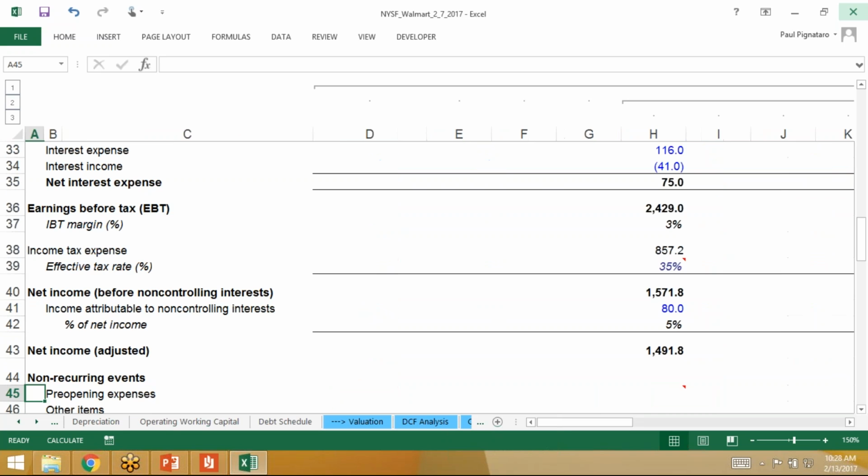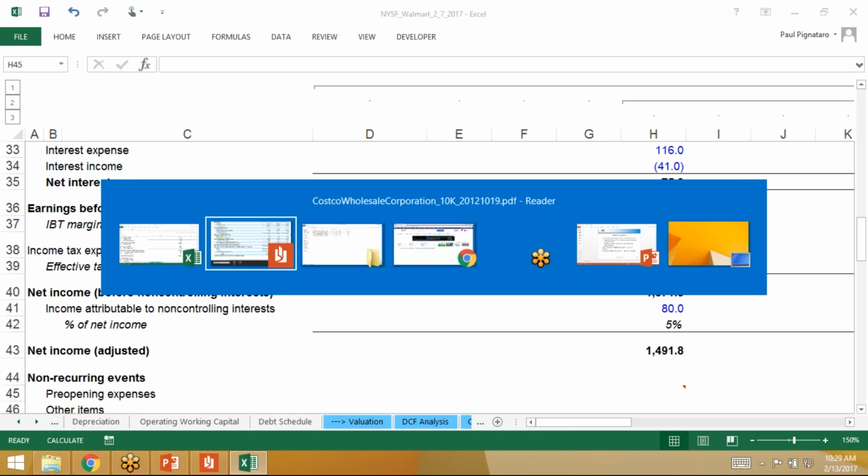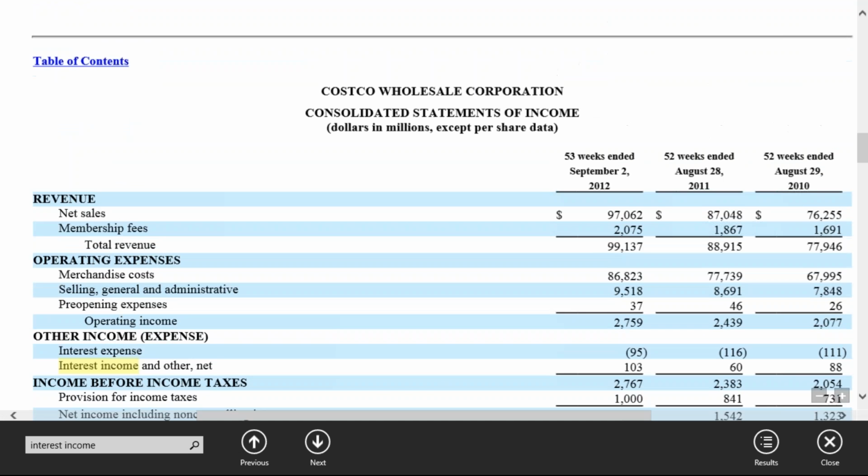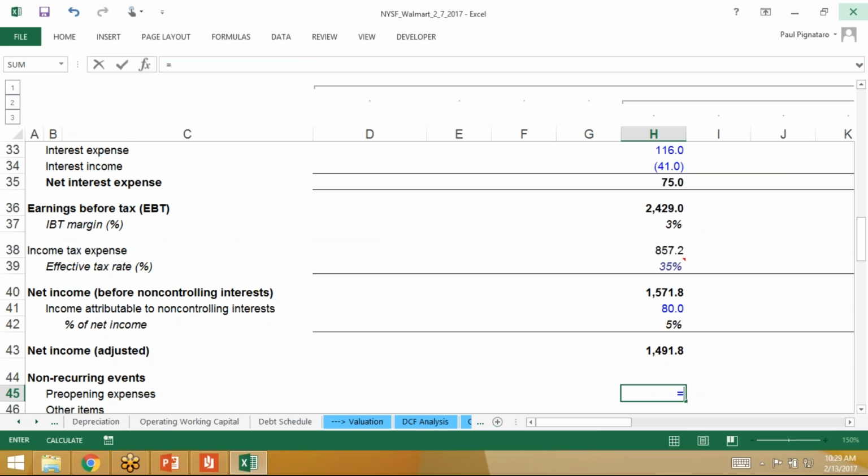Okay, so let's do that. Underneath here we have non-occurring events, the pre-opening expenses that we've pulled out. But because we pulled them from above the line to underneath the line, it won't match. Why won't it match? Taxes. When we pull it underneath, we have to pull it underneath times 1 minus the tax rate. Then it will match. So for pre-opening expenses, what number did we pull out for 2011? We pulled out 46. I'm going to do equals 46 times, open parentheses, 1 minus tax rate.